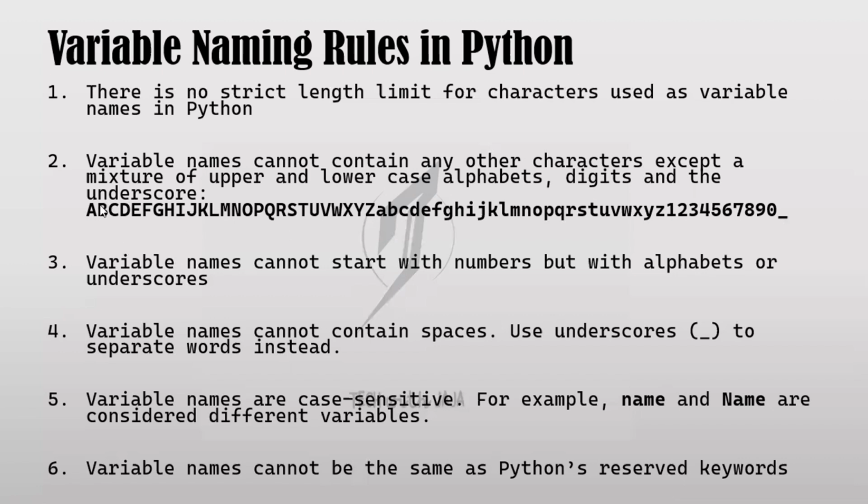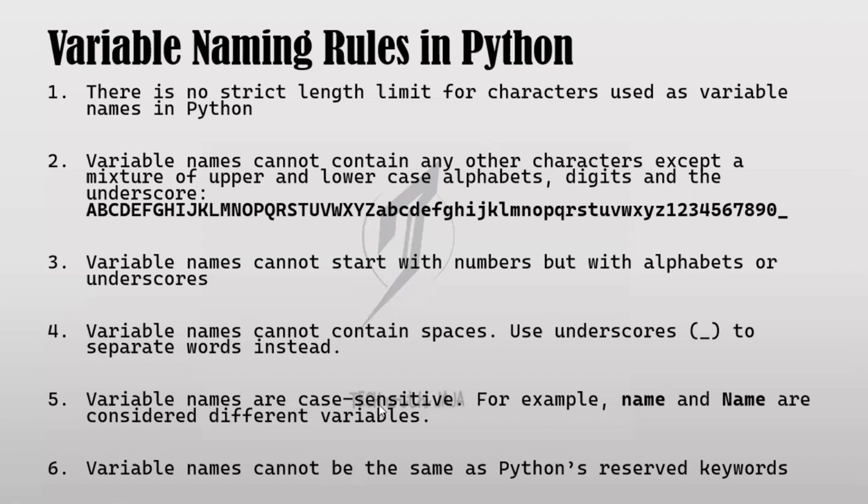So these are the kind of characters, a mixture of them, that we can use to form our variables. The third one is that variable names cannot start with numbers but with alphabets or underscores. Okay. We also have that variable names cannot contain spaces. So whenever you want to create a variable name that has spaces, then you have to use your underscores to separate the words.